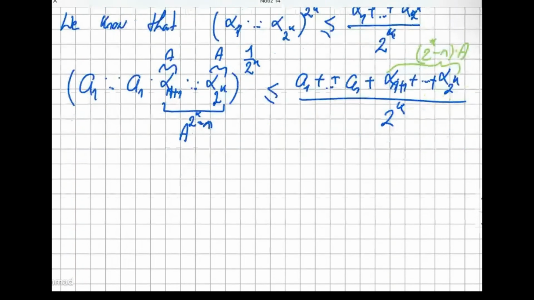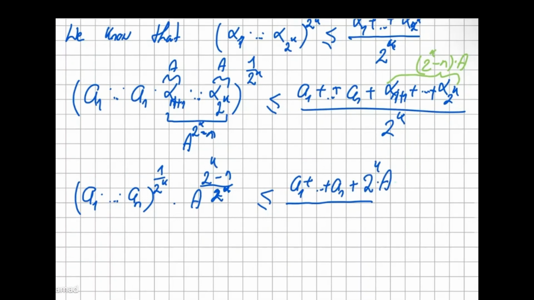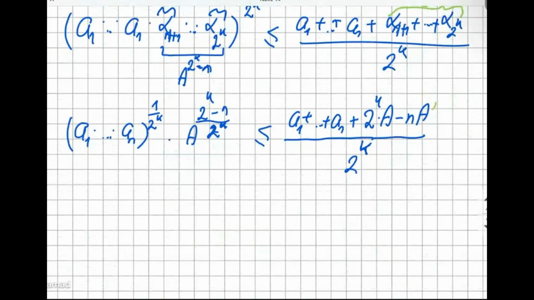Okay, so let's write this out. This is just a1 times an, that's just 1 over 2^k, and times a to the power of 2^k minus n, divided by 2^k. That's smaller or equal to a1 summed up to an plus 2^k minus n times a, divided by 2^k.